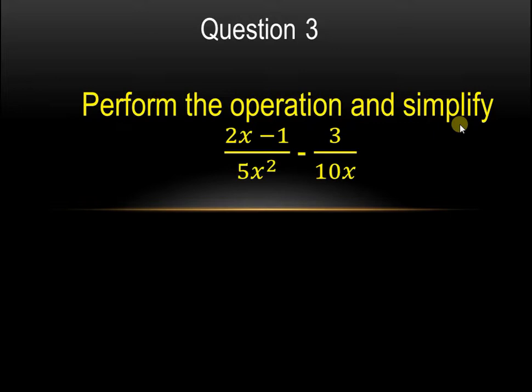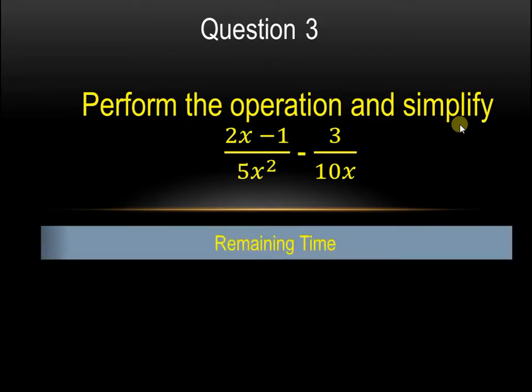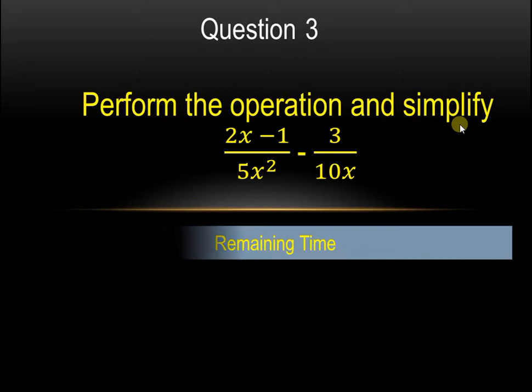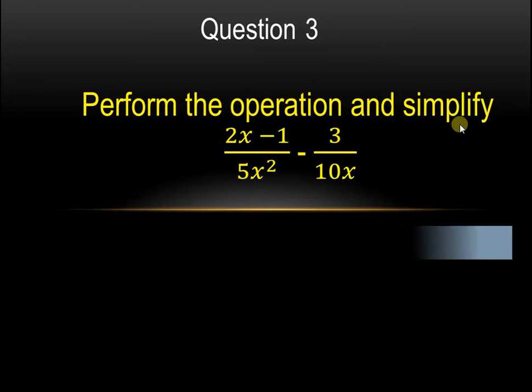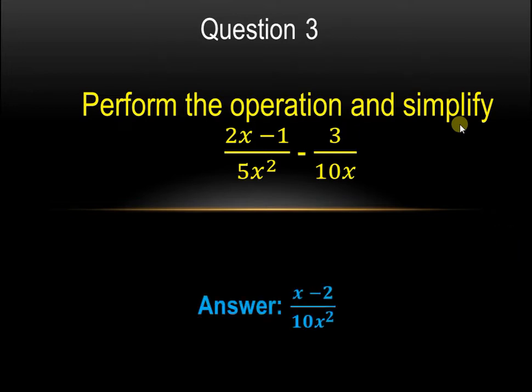Perform the operation and simplify. Let's start the time. Again, we're halfway through. So I'm encouraging you to pause the video if you need more time for this. Okay, the time is almost finished. And the answer is x minus 2 all over 10x squared. Let's have one more.